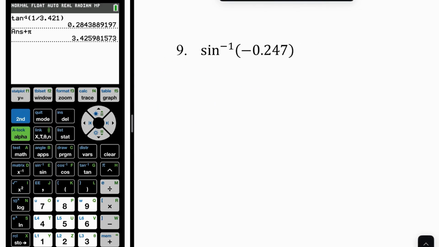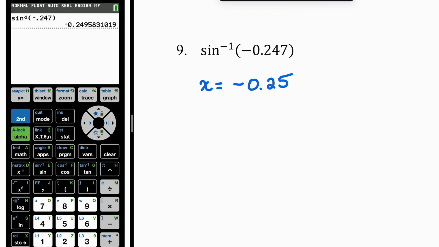Sine inverse. This is where a lot of people have problems. So if I were to type this into the calculator, I would get sine inverse of negative 0.247. And we get a negative angle measure, rounded to 2 decimal places, negative 0.25. Well, there is a way to get this to be positive by adding 2 pi to it, but I'm not going to do that yet because that's just going to cause us more work.